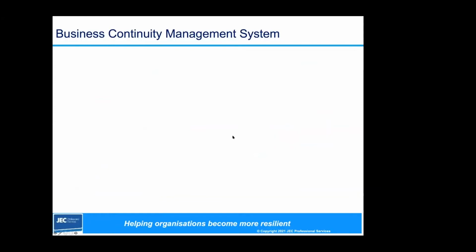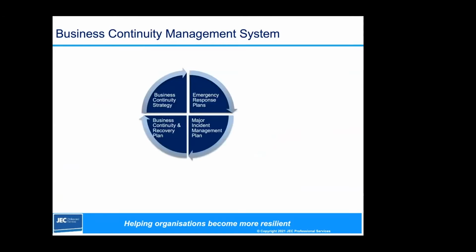If I can move on to the components of the business continuity management system. So the core of the system, and what I'm talking about here is a system that is scalable. Depending on the size of the organization, all this might be wrapped into one plan. In larger organizations, there'll be different separate plan components.